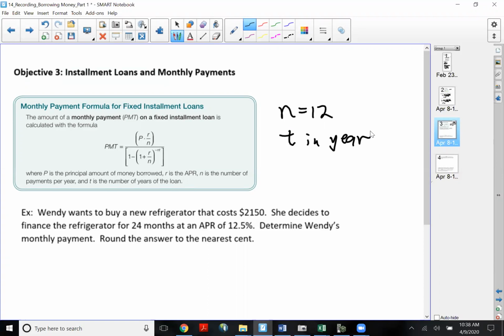All right, so let's take a look. What should my monthly payment be? These are borrowed money, and the finance company goes through some sort of algorithm to figure out your monthly payments. Wendy wants to buy a new refrigerator that costs $2150. She decides to finance the refrigerator for 24 months. Remember, in this formula the time has to be in years, so 24 months is going to be 2 years.